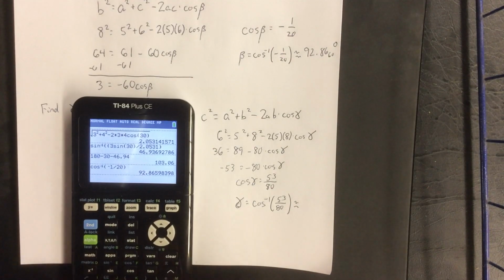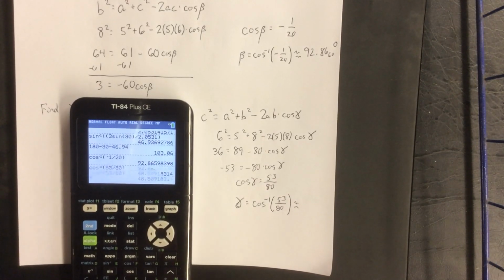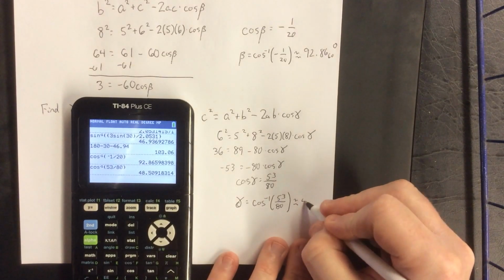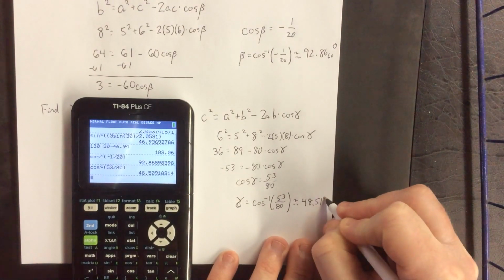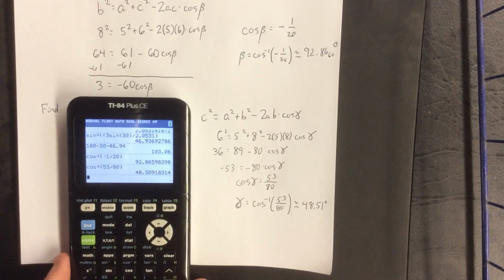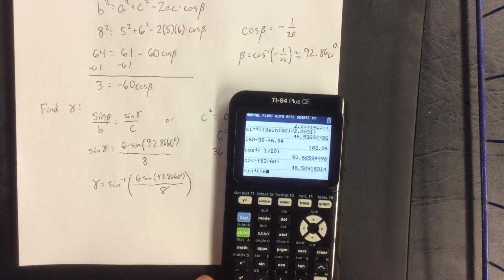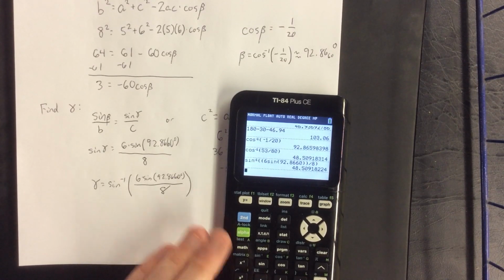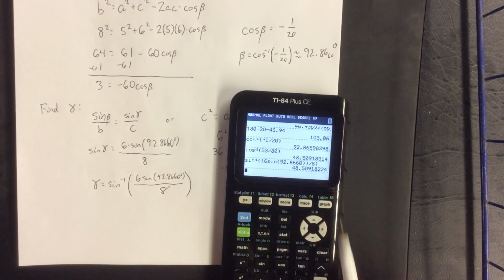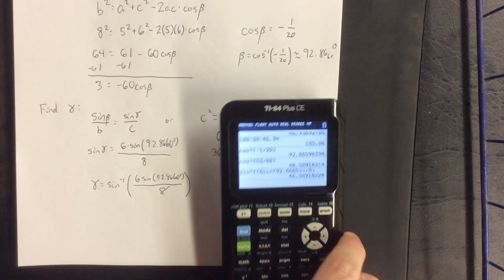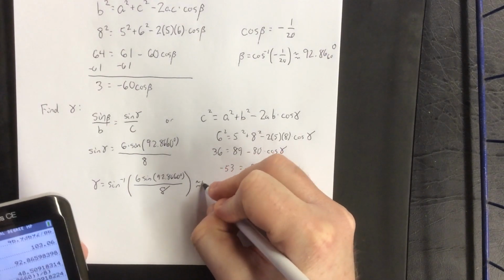So first, the inverse cosine of 53 over 80. Okay, so this would be about 48.51 degrees. Let's try this one now. The inverse sine of, extra parentheses for the numerator, 6 times the sine of 92.8660, close the numerator, divided by 8. Fingers crossed, we're going to get the same thing. Oh my gosh, almost exactly the same thing. That's fantastic. So still 48.51 degrees.